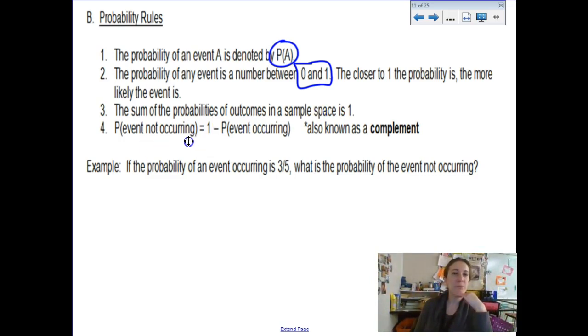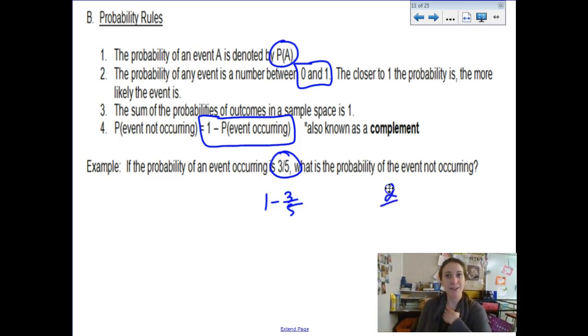And then the probability of something not occurring is 1 minus the probability that it occurs. So this is called a complement. So this is a good example here. If the probability of an event occurring is 3 out of 5, what's the probability that the event will not occur? Well, the way I think of it is I say 3 out of 5 times it will occur, so 2 out of 5 times it's not going to occur.